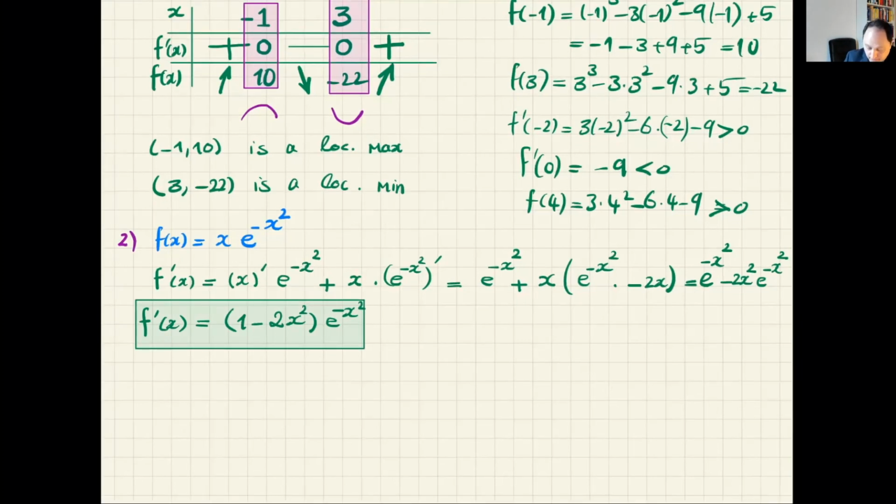And the next step is to equate it equal to 0 and find the roots. If I put this equal to 0, what will happen? This means that 1 minus 2x squared, times e to the power minus x squared, is equal to 0. Now can you tell me how should I solve this equation?